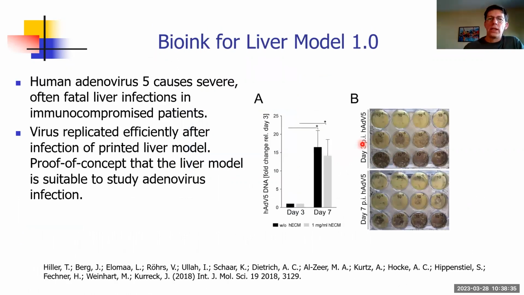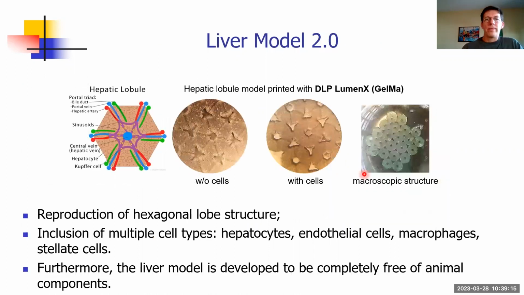In addition, we also carried out infection studies. Here we used human adenovirus 5. This is commonly associated with conjunctivitis or a mild cold, but for immunocompromised patients, human adenovirus 5 may become very dangerous. Without immune system, it may severely damage the liver, and that might have a lethal outcome. So we carried out some infection studies in our bioprinted liver model, and we found that the adenovirus nicely replicates in the liver model, so we can use the liver model to further develop antiviral strategies for human adenovirus.